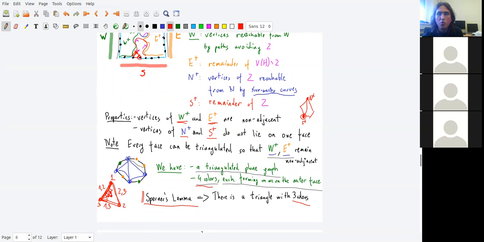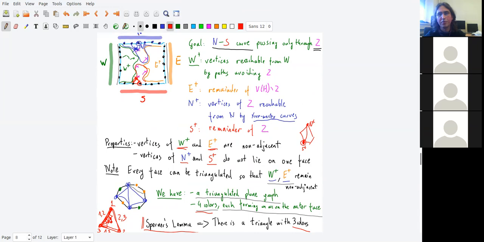So now, how can I apply it in this situation? I can, for instance, merge the colors north plus and east plus. In this way, I obtain a triangulated planar graph with all three colors present on the boundary, and it should be easy to see that I can divide the boundary into those arcs, having only colors 1, 2, 2, 3, and 1, 3. And therefore there exists a three-colored triangle somewhere inside. A three-colored triangle is a contradiction because it either contains somebody colored north plus and somebody colored south plus, contradicting this property, or somebody colored west plus and somebody colored east plus, contradicting this property.